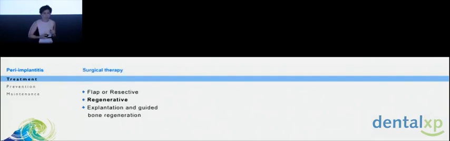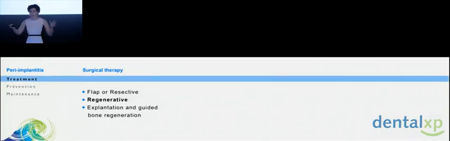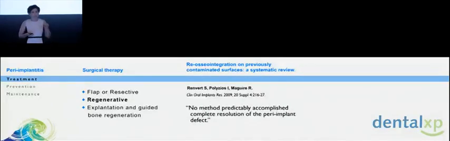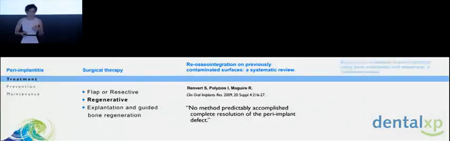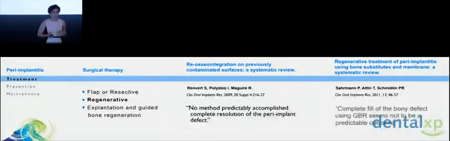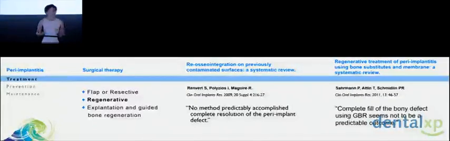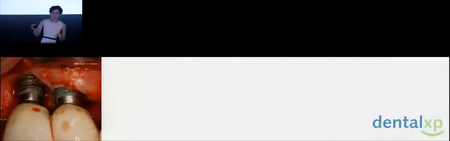Your second option in your surgical armamentarium is to look at regenerative therapy. Now, for regenerative therapy, again, there's a host of materials out there in terms of what you can use. The problem is that, again, we are not extremely predictable in regenerating the whole defect. We can regenerate a portion of the defect, but many times we cannot fill the whole defect. So, again, we're relying on very good disinfection of the implant surface in order to be able to get soft tissue adherence or attachment.